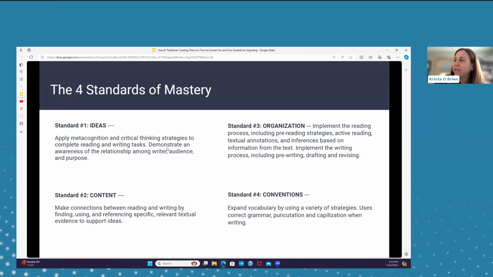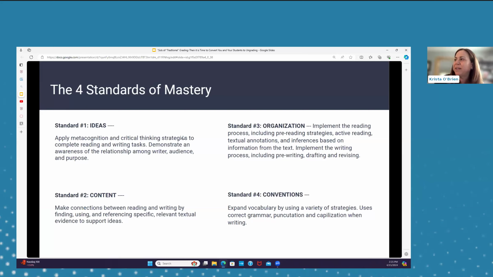So I took my objectives and I was like, how can I put this into words that they'll understand? I came up with 4 standards: ideas, content, organization, and conventions. I was like, they can learn 4 words, right? They might not learn our 8 objectives, but they'll learn their 4 words. So for ideas, a couple of our objectives were to apply metacognition and critical thinking strategies to complete reading and writing tasks.